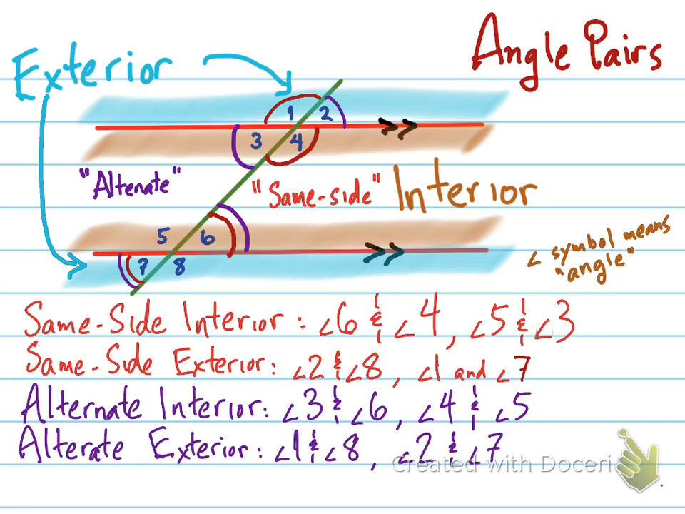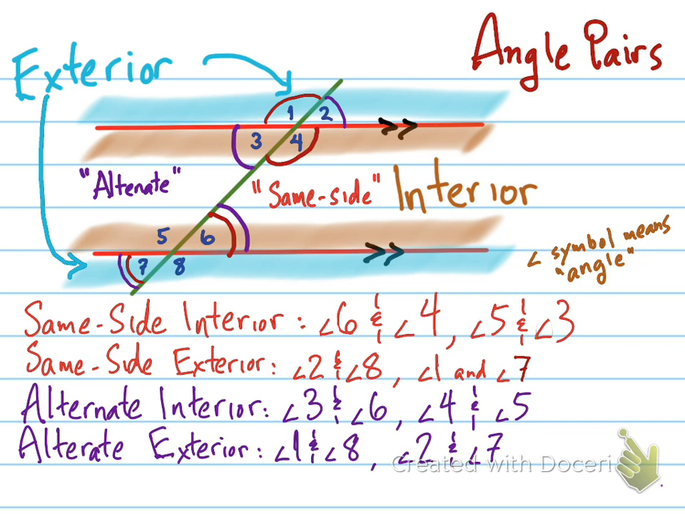And then we can say alternate exterior angles there. Angles 1 and 8 or angles 2 and 7 are alternate exterior angles. So that's a lot of verbiage to describe those angle pairs there. It really does make sense, though, if you break it down and think about the words interior, exterior, same side, or alternate. It all is describing the position of those pairs of angles.